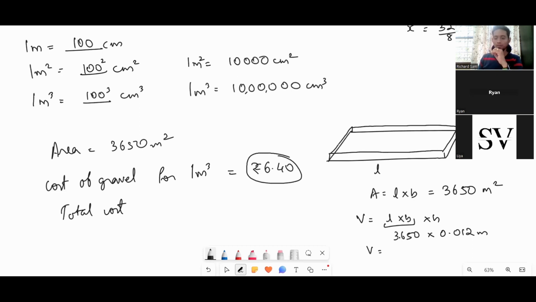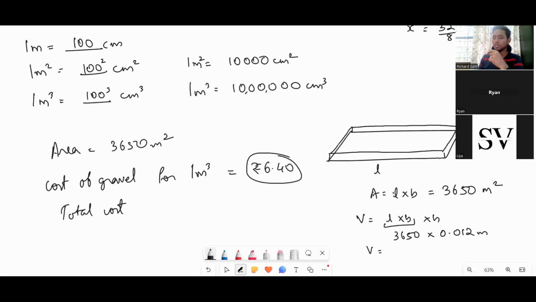The length, breadth, and height will be in meter. Volume's unit is what? Meter cube. Another word for meter cube is cubic meter. What is the unit of area? Meter square. Unit of volume? Meter cube. Why are we getting meter square for area and meter cube for volume?